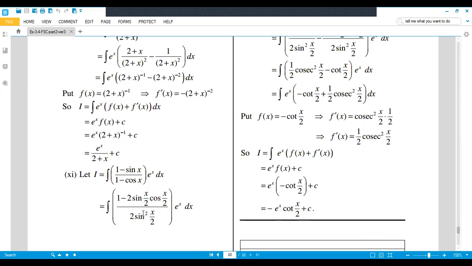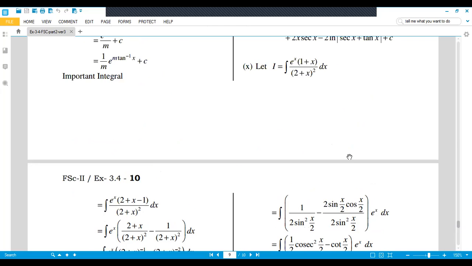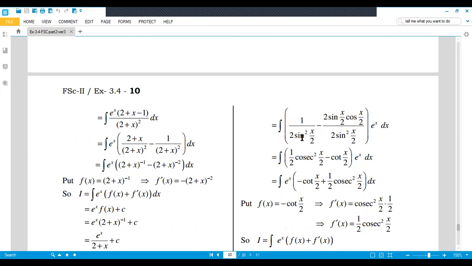Here 1 minus sin x over 1 minus cos x. So 1 minus sin x, we can write as 2 sin x over 2 cos x over 2, by the half angle formula, and 1 minus cos x is 2 sin square x over 2. So this we divide with the first value and with the second value. When we divide with the first value, we get 1 over 2 cosecant square x over 2. And when we divide with the second value, we get cotangent x over 2 times e power x. So here e power x times minus cotangent x over 2 plus half cosecant square x over 2.